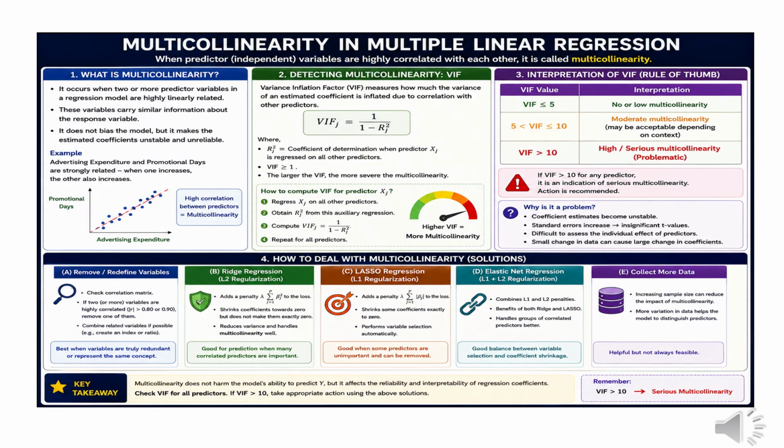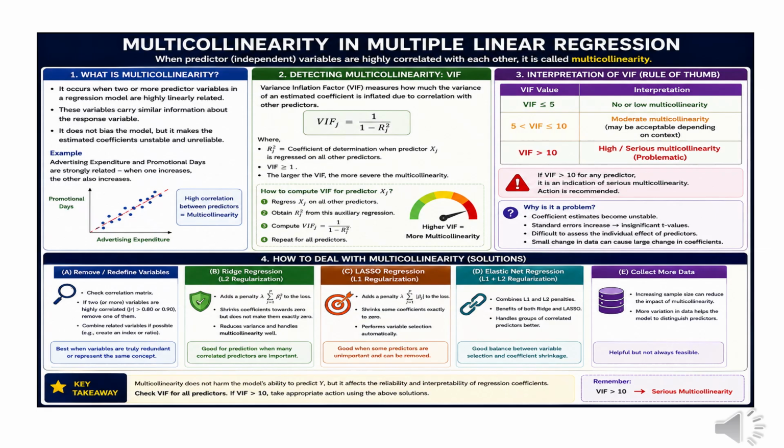So, before interpreting our regression coefficients, we should check whether serious multicollinearity exists. One commonly used measure is the variance inflation factor, or VIF. The VIF tells us how much the variance of an estimated coefficient is inflated because of its relationship with the other predictors. The formula is VIF equals 1 divided by 1 minus R squared. We calculate this for each predictor by regressing that predictor on all the other predictors.